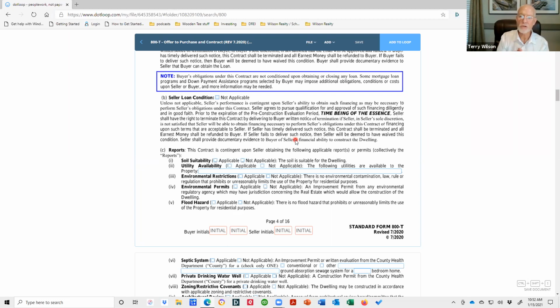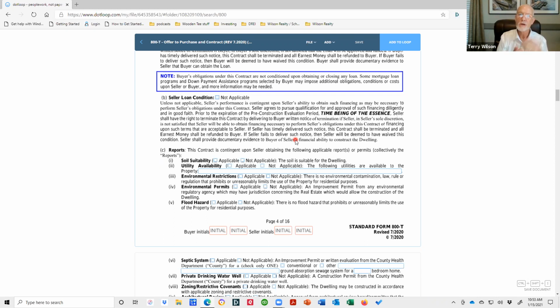But if the seller fails to deliver such notice that they cannot get the loan, then they have waived the right to use this as a reason that they can't build the home. So it's the same thing on the seller side. Whereas the buyer has to provide proof, the seller has to provide proof. If the buyer doesn't feel they can get the loan, they can get out. If the seller feels they can't get the loan, they can get out. If the buyer waives their right and says, I didn't say whether I can get the loan or not, well, then tough noogies, now you're in the contract. Same thing with the seller.